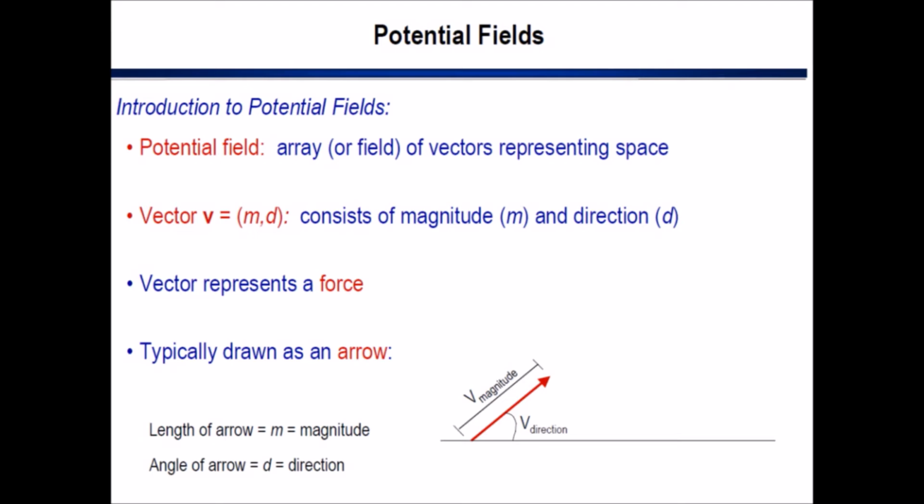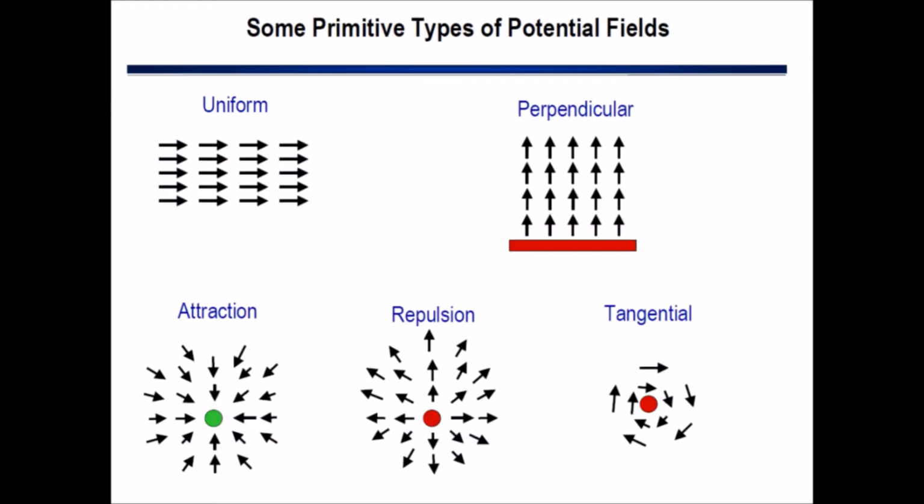The potential field can be defined as an array of vectors representing the space. A vector usually consists of 2 main items, which are the magnitude and the direction. The vector will be known as the force. So this is generally what the vector field will look like in a real application. Basically, the series of vectors can be in a uniform formation or a perpendicular formation. Attraction means moving towards the object. Repulsion means moving away from the object. And tangential is a force that circles the object.